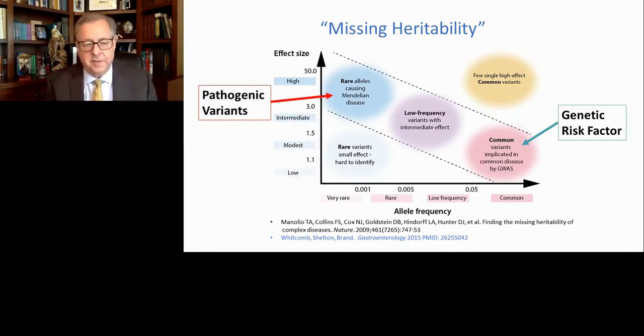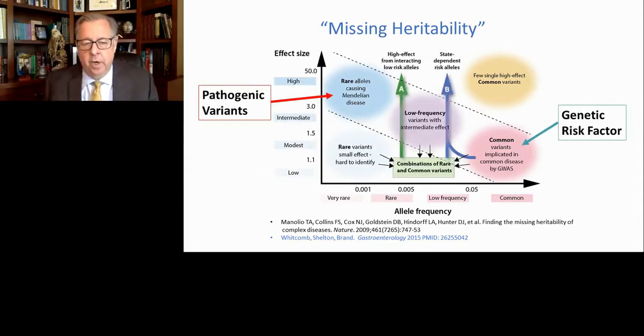We addressed this in a paper shown at the bottom of your slide, and what we argue is that the missing heritability is actually two genes at once that are coming together, or a state occurs in which a very important mutation is silent but suddenly becomes important and drives disease.